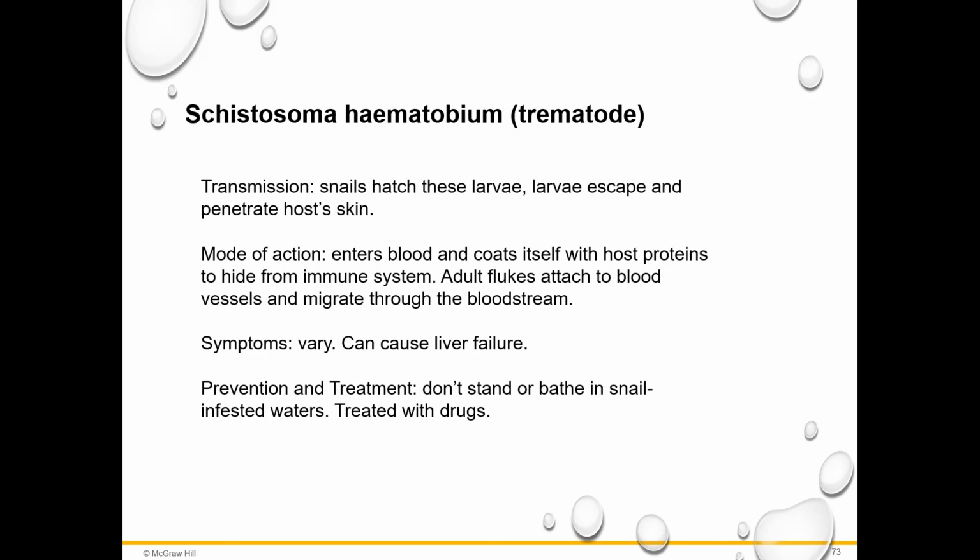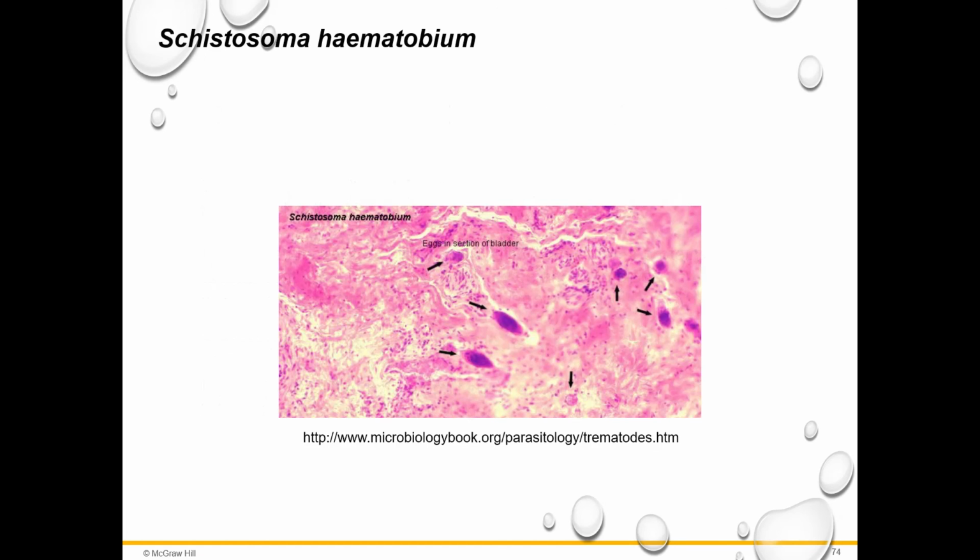And this one is treated with drugs. The problem is, by the time you usually diagnose this, it's because you went to the doctor with bladder cancer or liver failure or liver cirrhosis. So here's a picture of Schistosoma haematobium in tissue.